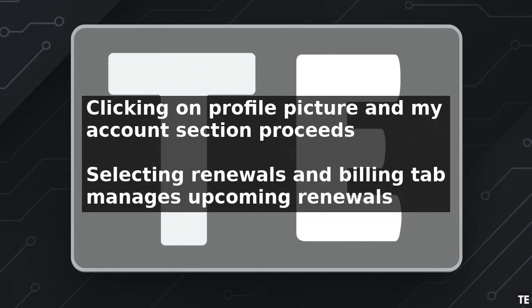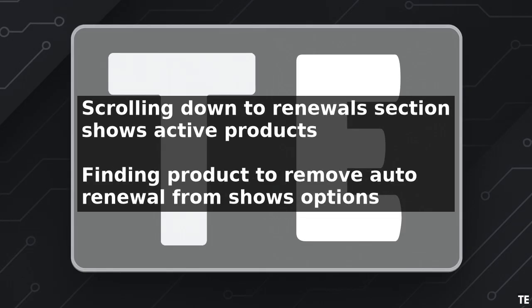Find the product that you want to remove auto-renewal from and click on the 3 dots next to it. A drop-down menu will appear with the option to turn off auto-renew. Click on the Turn Off Auto-Renew option to remove auto-renewal from the selected product. You will be asked to confirm that you want to turn off auto-renewal. Click on the Turn Off Auto-Renew button to confirm.